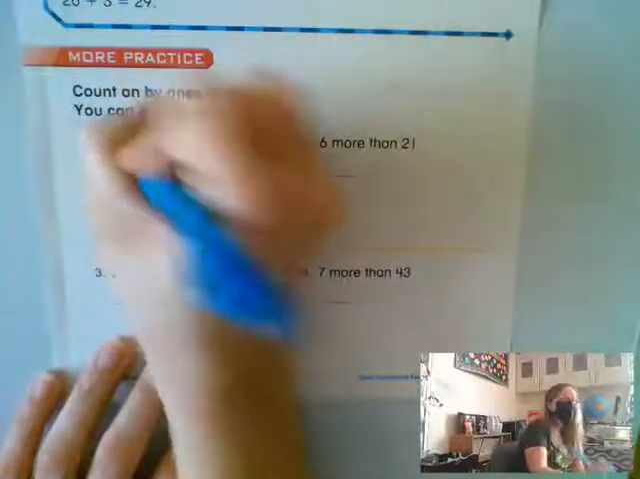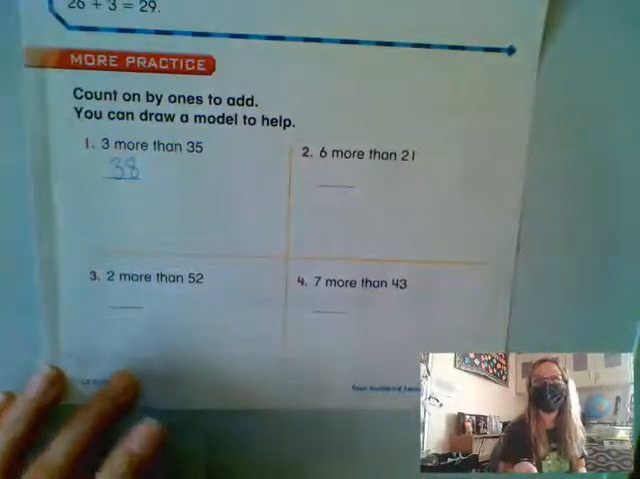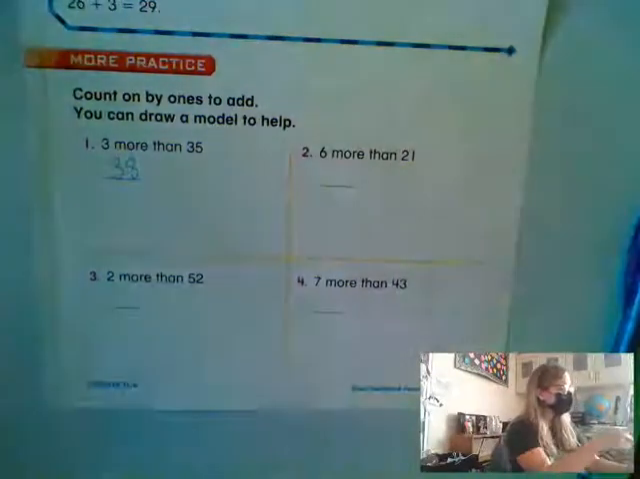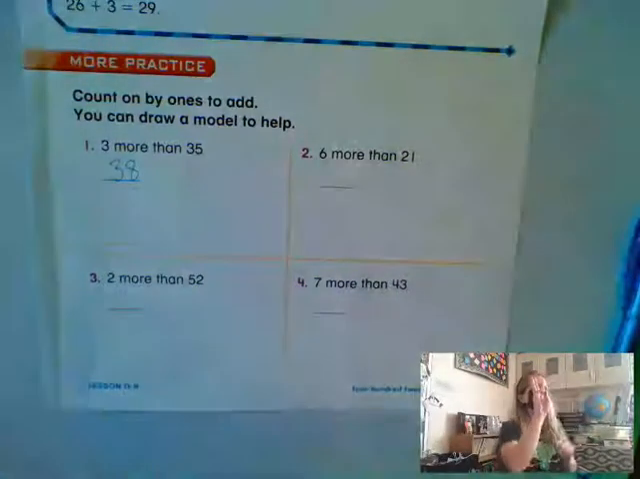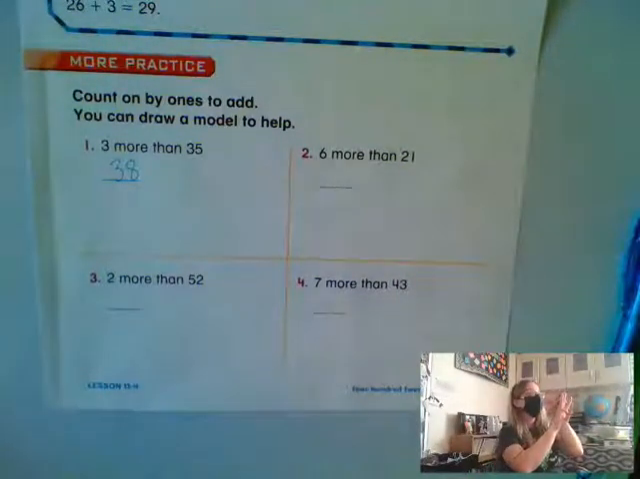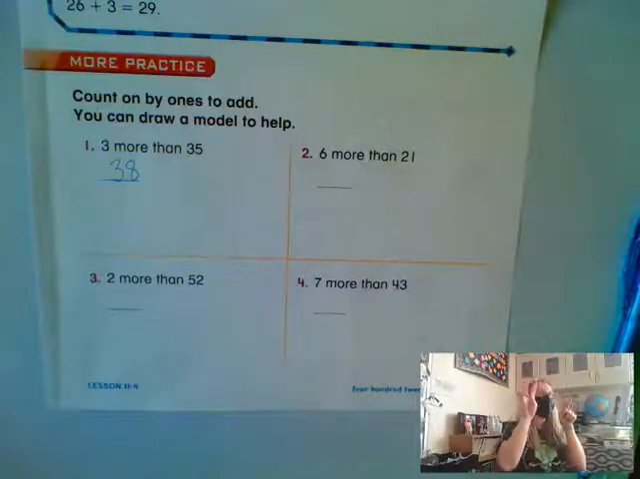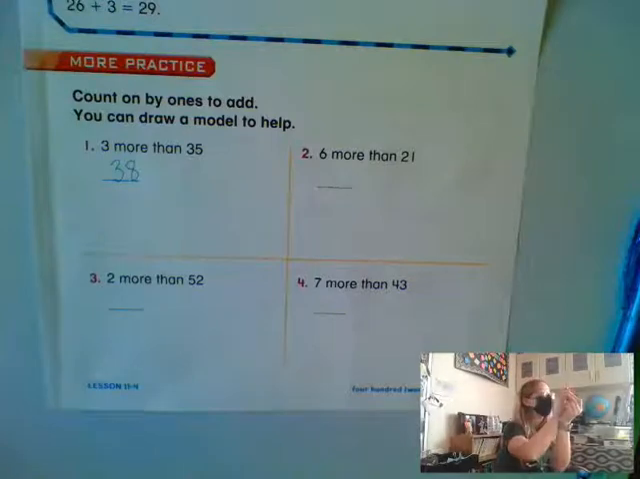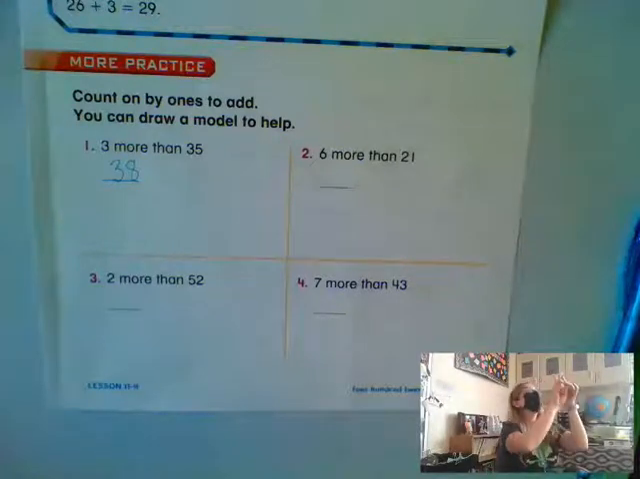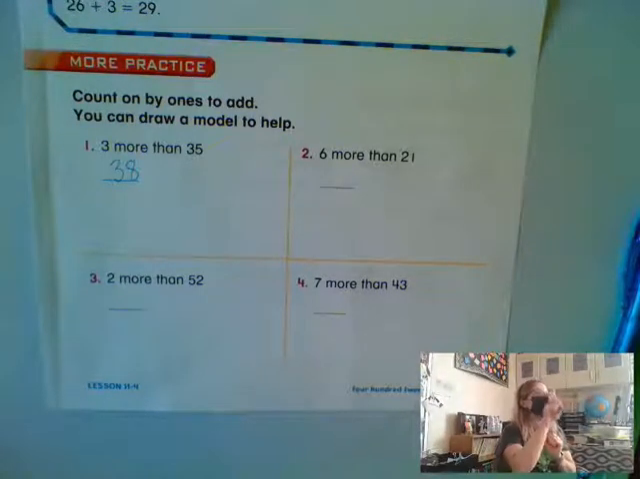38. Don't make this mistake. This is what Bryce did on that other page. Don't say 35, 36, 37, because 35 is where we're starting. If you start here, now you're only doing 2 more than 35. So make sure you say the number, then count on, okay?